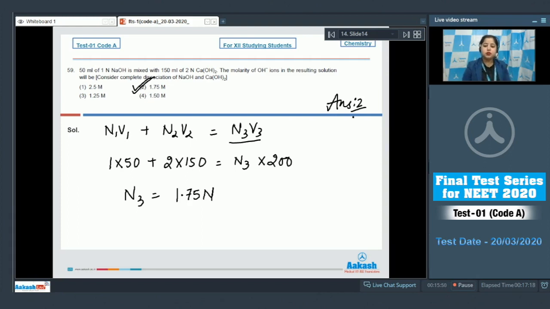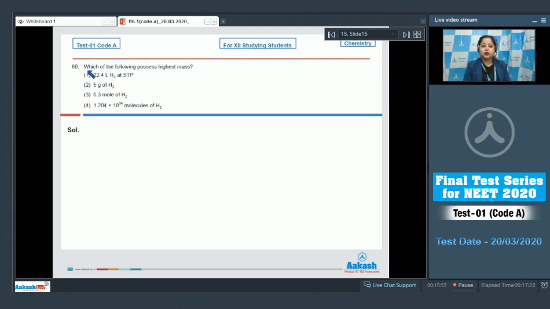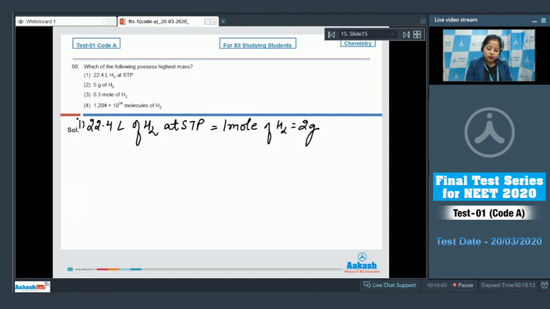Moving to the next question, students, which is question number 60. Let's read the question. Which of the following possesses the highest mass? Starting with number 1, it is 22.4 liter of H2 at STP. Student, 22.4 liter of a gas at STP represents 1 mole, and the mass of 1 mole of H2 is 2 gram. Moving to next, 5 gram of H2. Student, number 2 is clearly mentioned, it is 5 gram of H2.